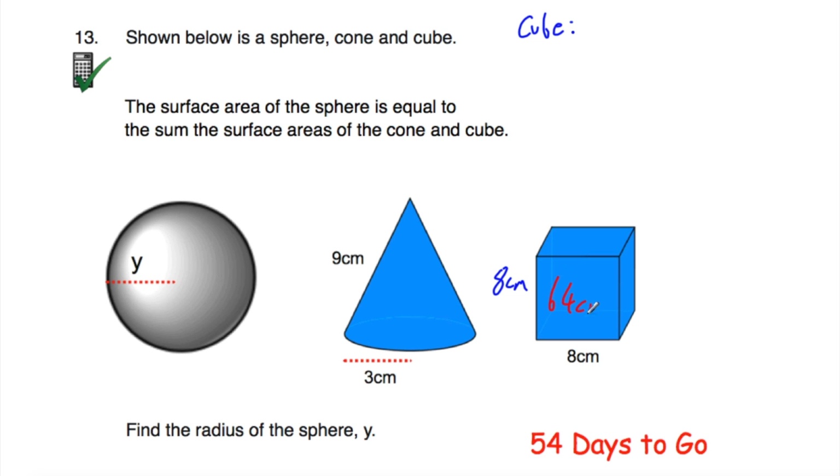64 centimeters squared. That's the area of each face. So we're going to do 64 multiplied by 6 because there's 6 faces, and that would be equal to 384 centimeters squared. So that's the surface area of the cube.